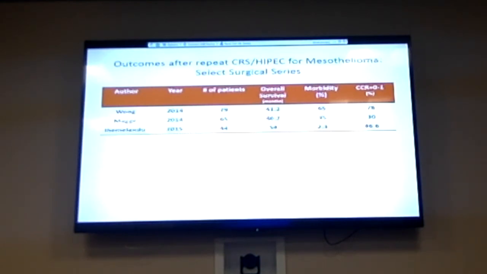And then some more outcomes, this is for repeat cytoreductive surgery and HIPEC for mesothelioma. In some of these series, you can still get a pretty good cytoreduction, and the overall survival is still decent for repeat operations.